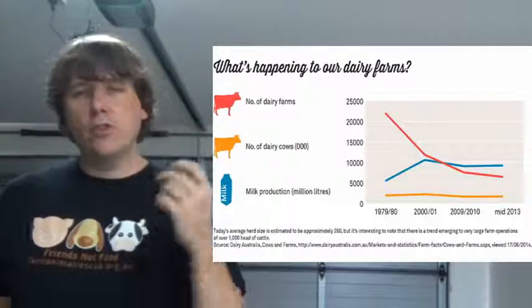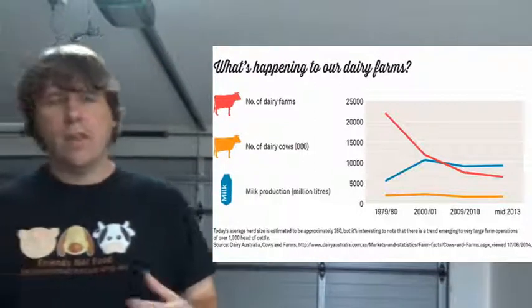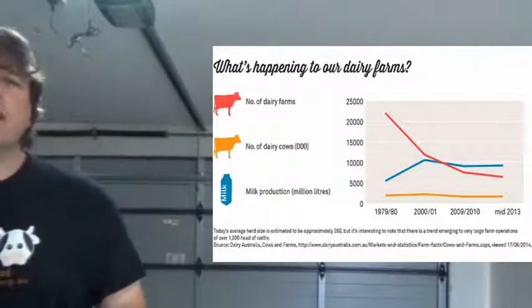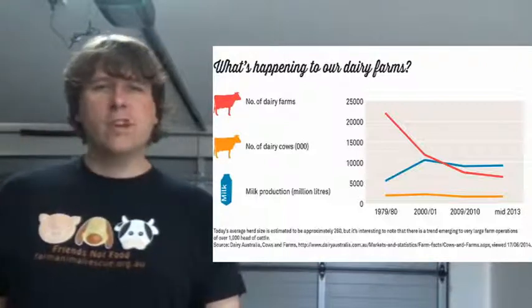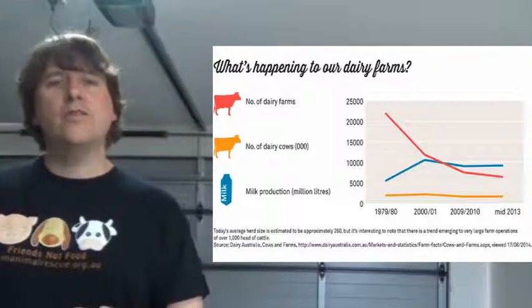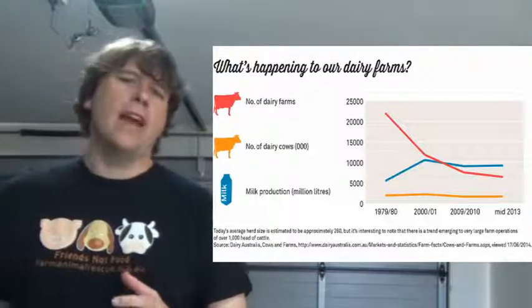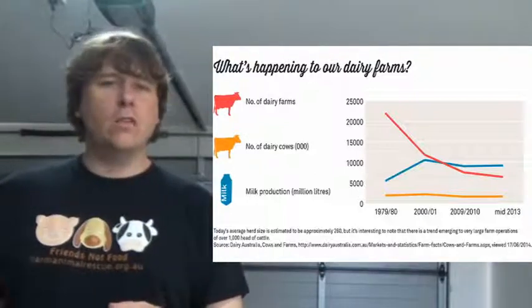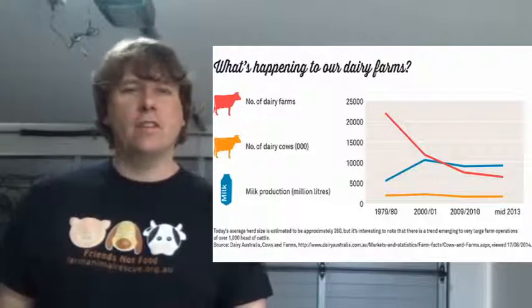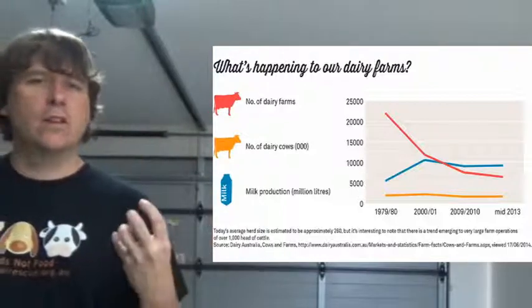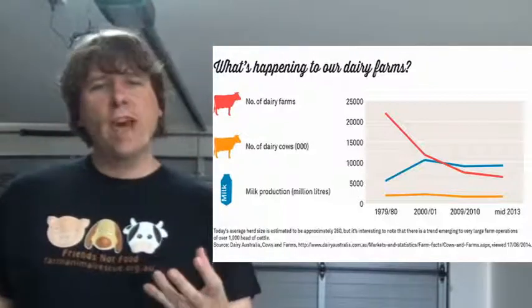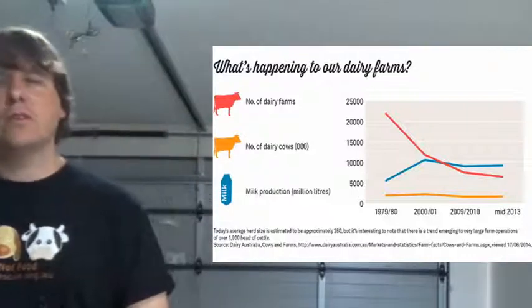So how about dairy? We talked about meat in terms of the big meat companies. But look here in Australia. The number of cows hasn't really changed much since the 80s. But look at the number of dairy farms. That has dropped dramatically. So we're looking at well over 20,000 down to about 5,000. So it's the same amount of milk produced roughly, the same number of cows, but the number of firms has dropped.